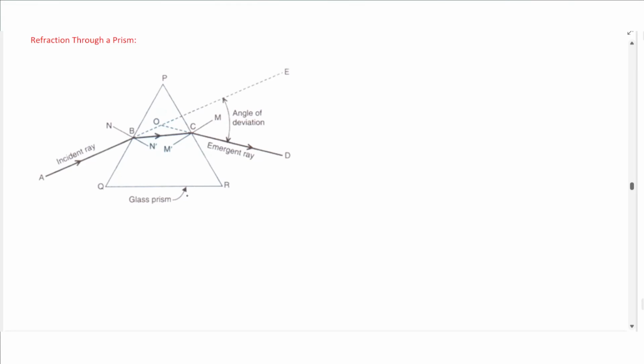For a triangular prism, the sides of the entrance and exit of the ray are not parallel, so the incident ray and the emerging ray are not parallel to each other. There is a deviation in the direction of light. So as you go into the prism, you bend towards the normal, you go closer to the normal, and as you exit the prism, you go away from the normal because you are speeding up. In this case, if you have a monochromatic light, you will have a single ray going into the block, bending, then going out of the block, bending further.